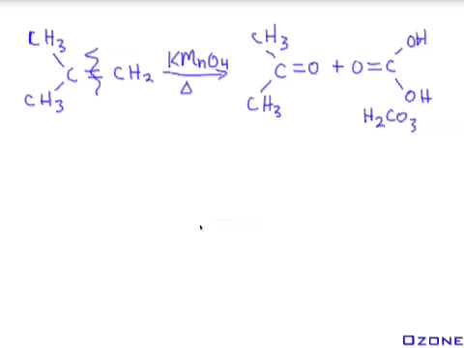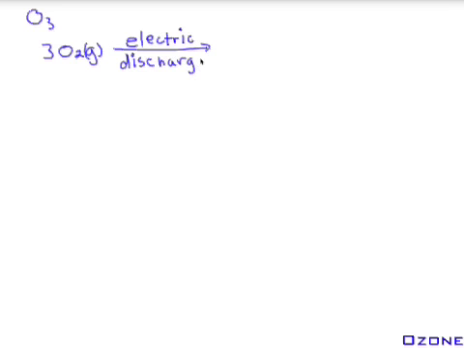So ozone, O3 gas, can be produced by taking 3 O2 gas molecules and applying an electric discharge and you get 2 O3 gases.